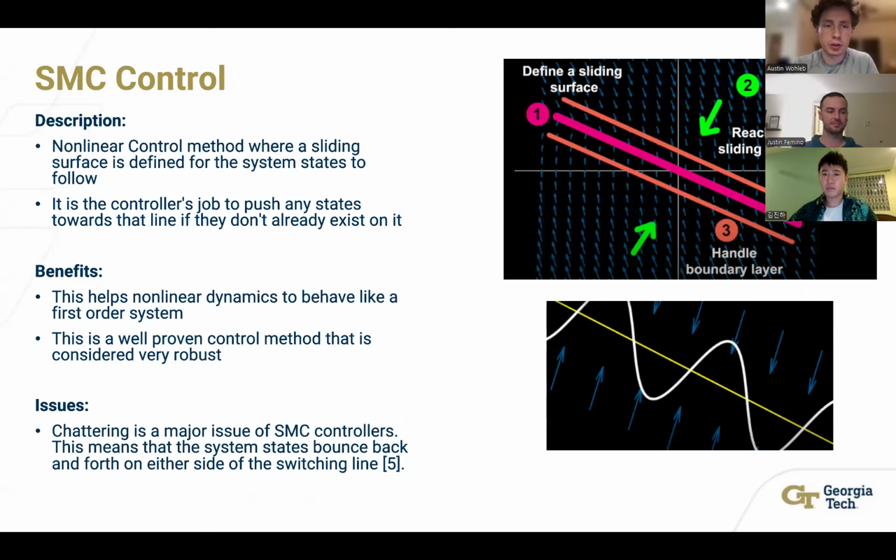The first main controller we looked at was SMC, which is sliding mode control. In short, this is a nonlinear control method where a sliding surface is defined for the system states to follow. It's the controller's job, if the states don't exist on that line, to push them towards that line. This helps nonlinear dynamics behave like a first-order system. It is a well-proven control method that is considerably robust. The only big issue can be chattering, which means that the system states will bounce back and forth, but there are ways to combat this.